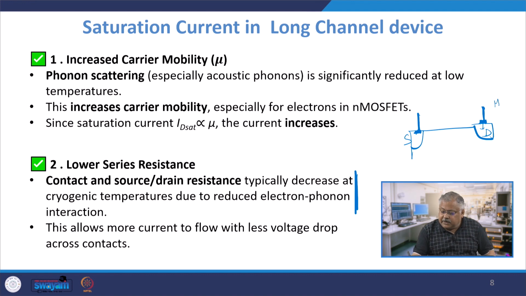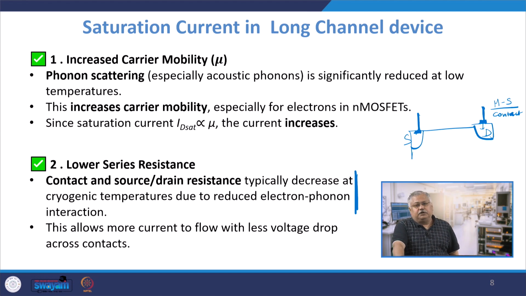Now the resistance between the contact, which is this black colored knob here, and the source drain, is basically a metal semiconductor contact. This is not a pure ohmic contact, but a non-ohmic contact. And I assume that the contact resistance between the source and drain region actually reduces at cryogenic temperature, because the electron phonon interaction becomes much reduced. What is electron phonon? Phonon is by virtue of thermal, and electrons are by virtue of electrical biases.